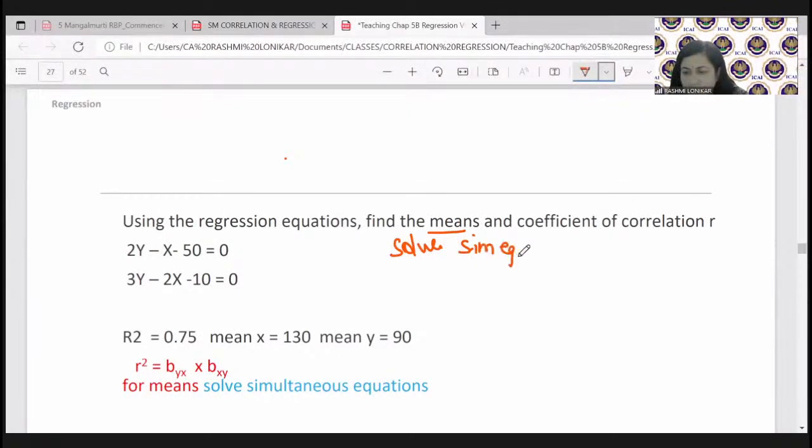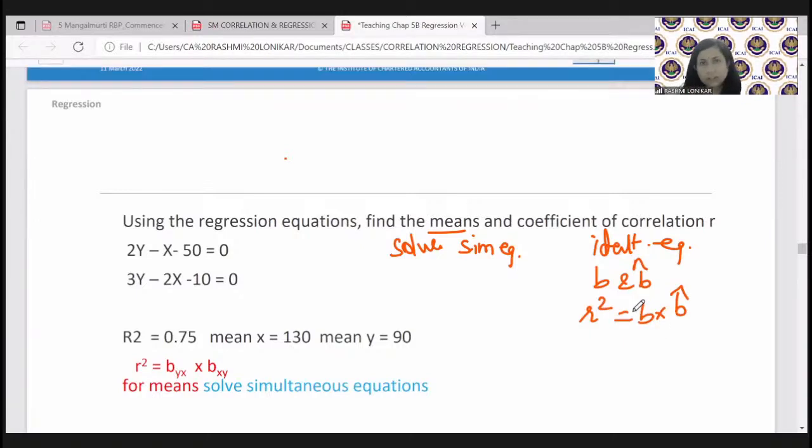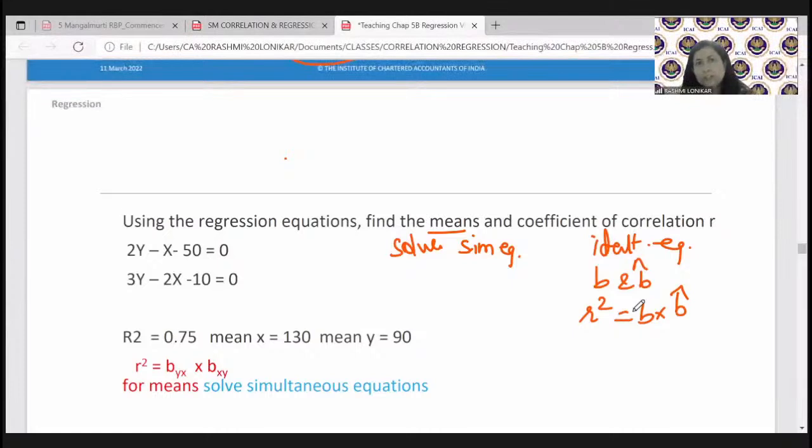Solve simultaneous equations. Second, find the correlation coefficient. How do I do that? Identify the equation, and then find out B and B cap. And then find out R square is equal to B into B cap. Now it is distilled to the point where you can easily understand what is asked in the question. What have they given? They have given you two regression equations. Then they are asking you to use these two equations and give information. They are asking you the means. How do I find the means? I will just solve the simultaneous equations. The point of intersection is x bar, y bar.